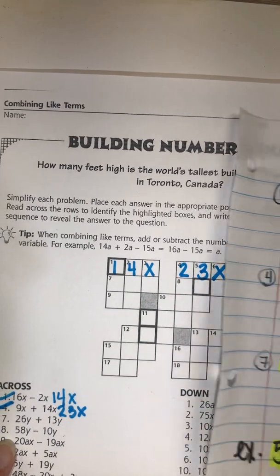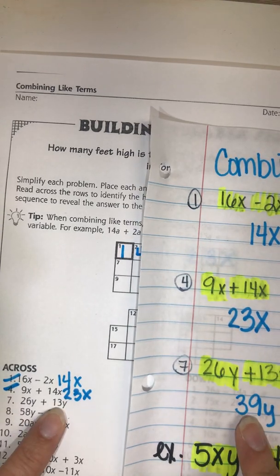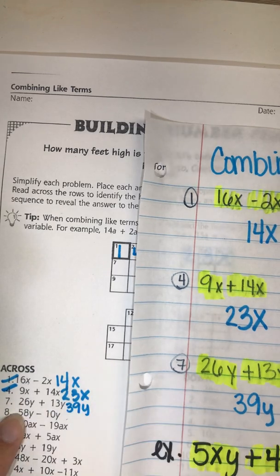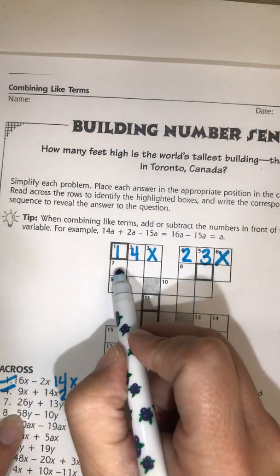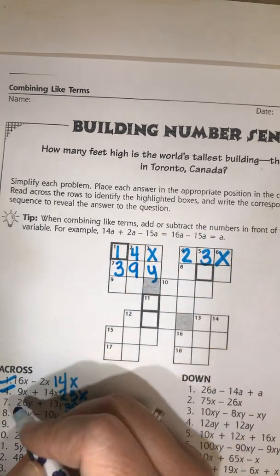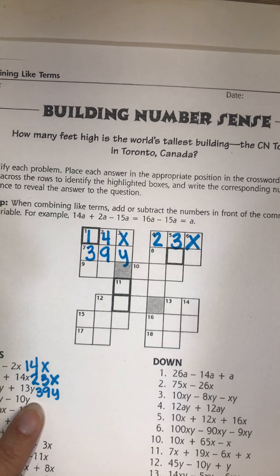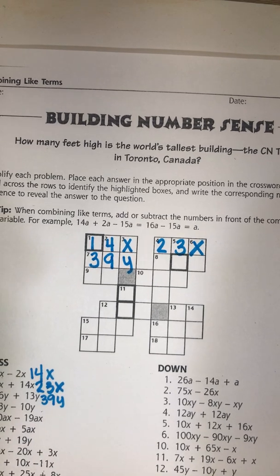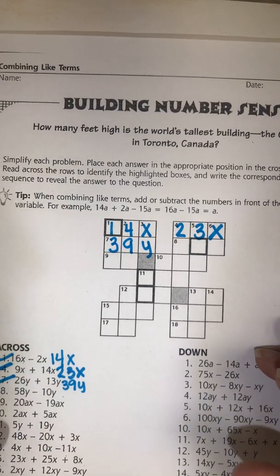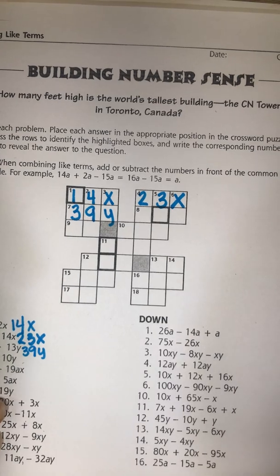Okay, the next one I did for us was 26y plus 13y. It was 39y. I'm going to write 39y. And it's 7 across, so I'm going to find 7 and go across. That was 39y. Okay, the next, I didn't do any others on here, but now you get the idea of how to do it. So I just keep crossing them off. I write my answers on here. You'll need to do that on the down side as well.